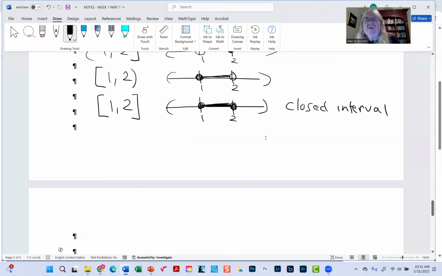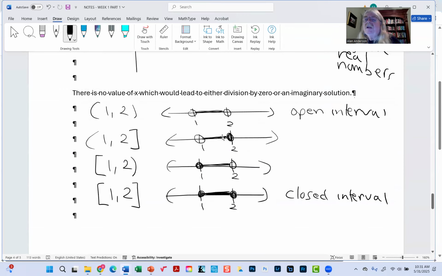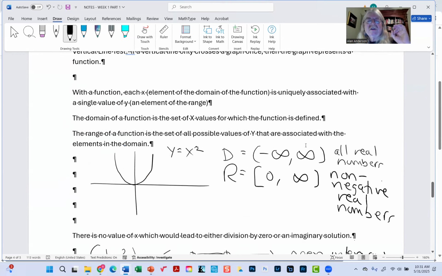Half open or half closed, sometimes they're called, means only one endpoint is included. Open means neither is included. Closed means both are included. That's an important idea. A lot of the definitions we'll see in calculus depend on the interval being either open or closed. It matters a great deal. Let's just put it that way. So this is awfully important.